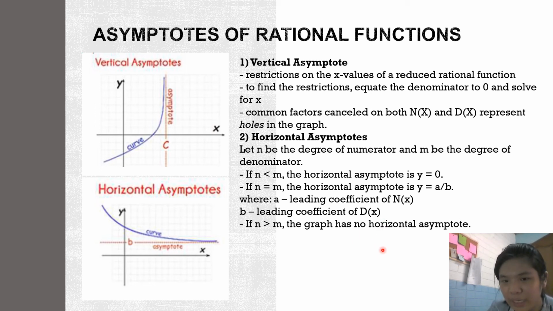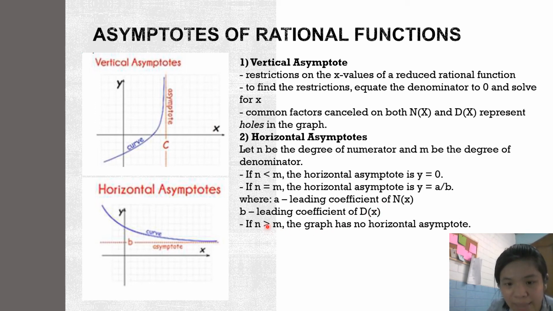Ayan, mas mataas yung degree ng denominator, right, kesa sa numerator. Therefore, the horizontal asymptote is y equals 0. If n is equal to m, example, x plus 2 over x plus 3, the horizontal asymptote is y equals a over b, where a is the leading coefficient of n of x and b is the leading coefficient of d of x.